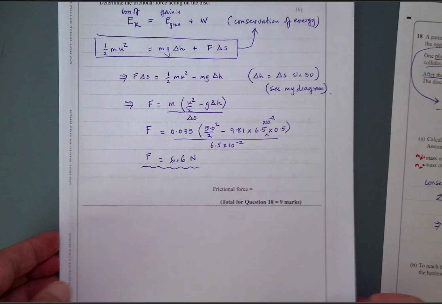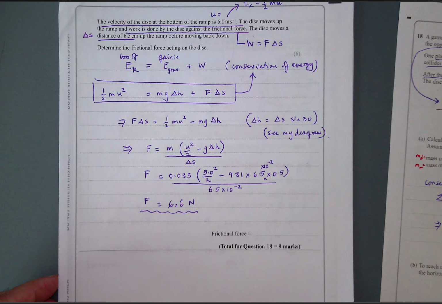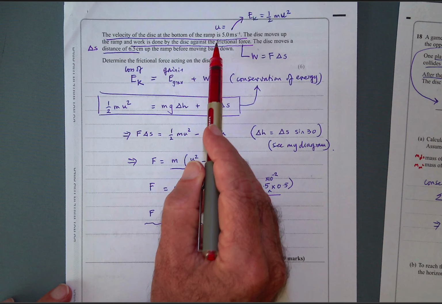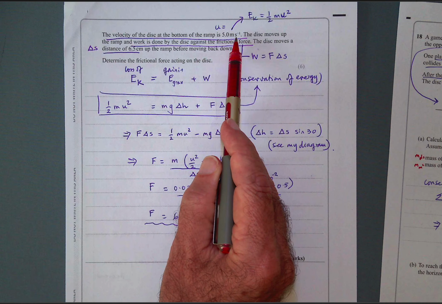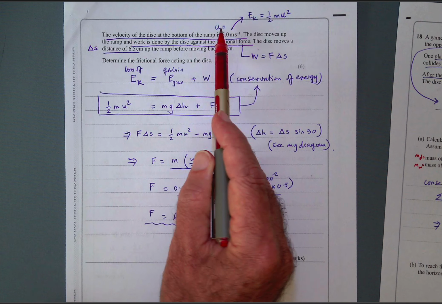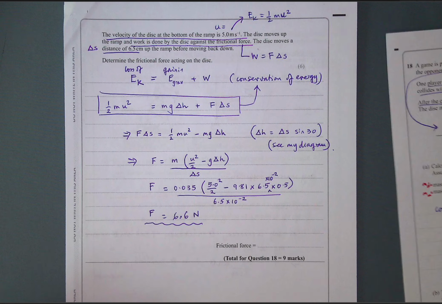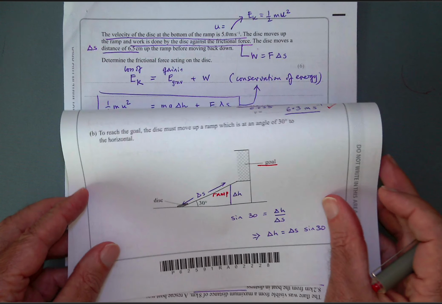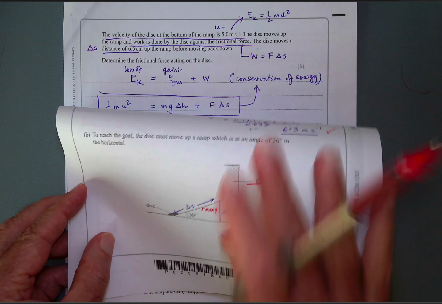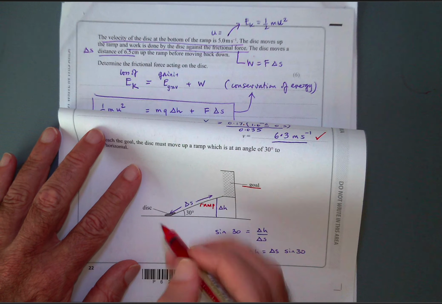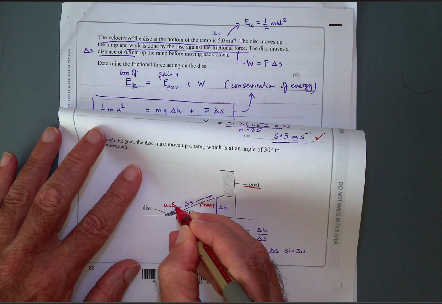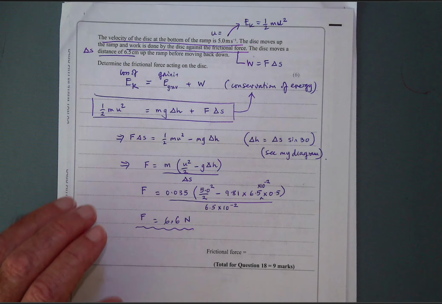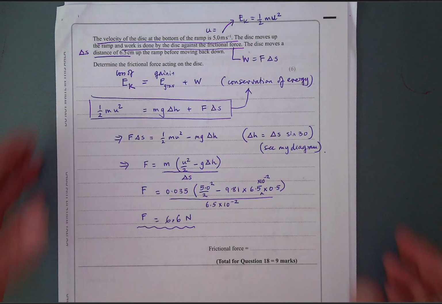Okay. It then says the velocity of the disk at the bottom of the ramp is 5 meters per second. Okay, well that means u is 5 meters per second at the bottom of the ramp. Okay, so if I just show you the diagram again, at the bottom of the ramp here, u is 5 meters per second. Okay, so we want to know, does it have enough momentum to get up the ramp?